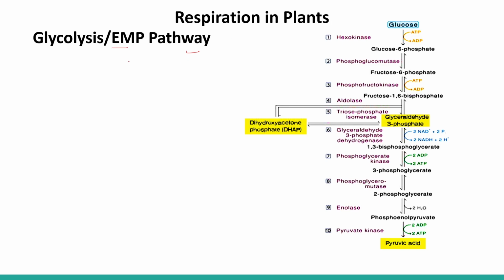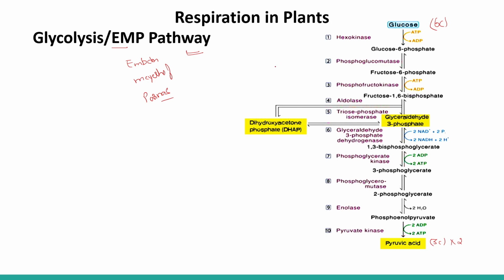Glycolysis is also known as the EMP pathway, Embden, Meyerhoff and Parnas pathway. These were the individuals who gave the glycolysis pathway. In this pathway a glucose molecule, which is a 6-carbon compound, is finally converted into pyruvic acid, which is a 3-carbon compound, and 2 molecules of pyruvate or pyruvic acid are produced.